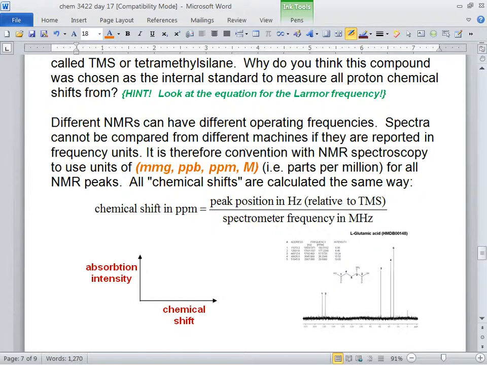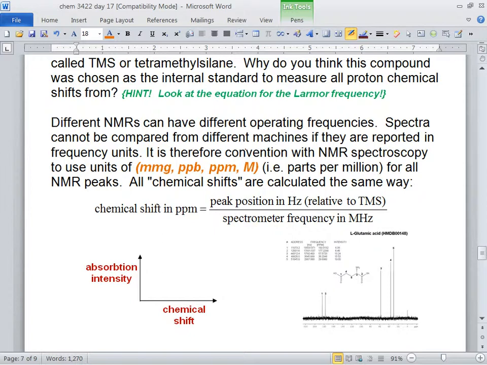Different NMRs have different operating frequencies. They have different strengths. Spectra cannot be compared from different machines if they are reported in frequency units. Right? You can't compare them because they had different B naughts in the first place. Of course, if you have a stronger magnet, you're going to feel a different magnetic field strength than you would with a weaker magnet. Like we have a pretty weak one. Ours is called a permanent magnet, so you don't have to plug it in. It's a magnet. It's permanent.